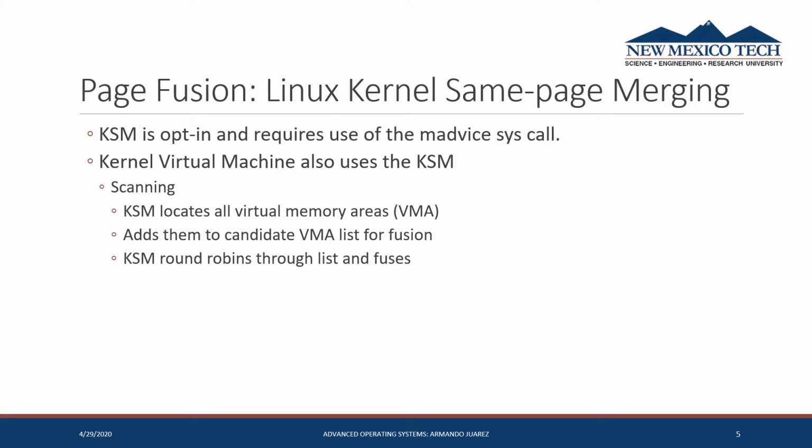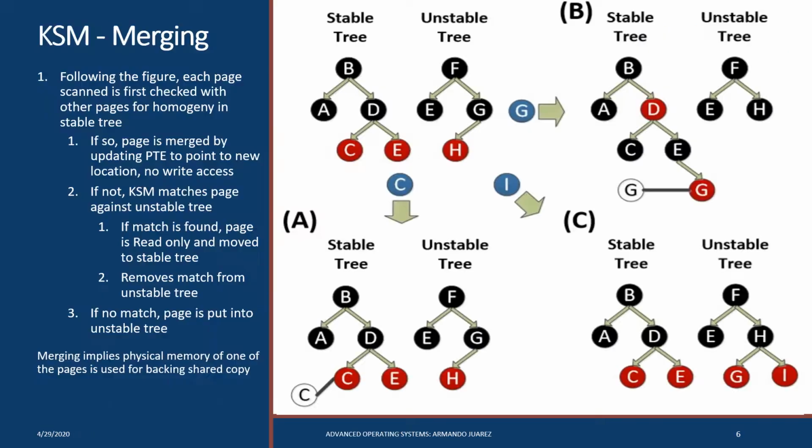A virtual memory area is a contiguous area of virtual memory and pages that belong to the same VMA with shared properties. And so to talk a little bit more about how that actually works in the context of this paper, we have this. It's a little step-by-step on how it works. KSM underneath the hood utilizes red-black trees, hence the colors in the figures. First, each page is scanned and then checked with other pages to detect homogeneity in the stable tree. If so, then the page is merged by updating the page table entry to point to the new location, and then write access is removed.